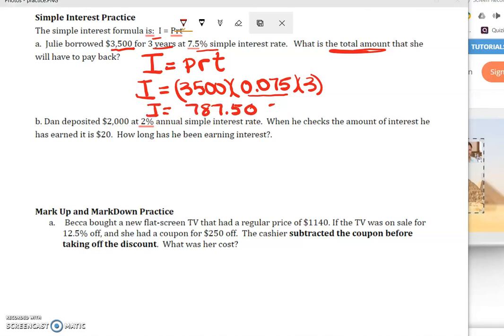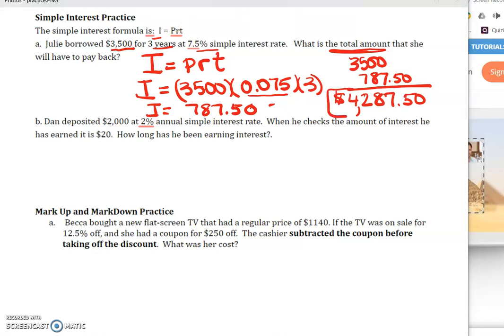But that's just the interest. That's not the total amount she has to pay back. So to find the total amount she has to pay back, I have to add the amount she borrowed to the interest she has to pay. And that would give me the total. So then my final answer is $4,287.50. So now let's look at the second one.